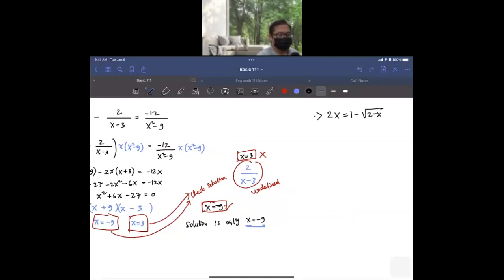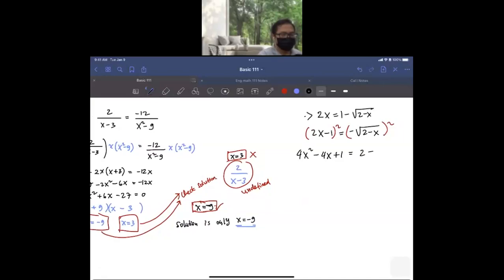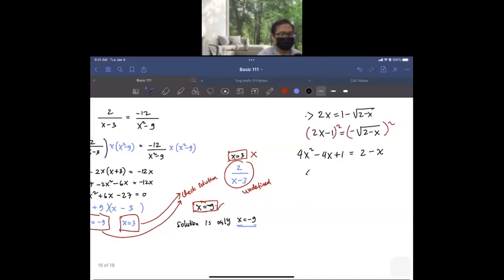Okay, now to make it easy, we can move out 1 to the left side. So we only have this negative 2 minus x, like that. Then we square this both sides. We will have 4x squared minus 4x plus 1. And then this will be just 2 minus x. And then we can add x, and it is negative 3x minus 1.